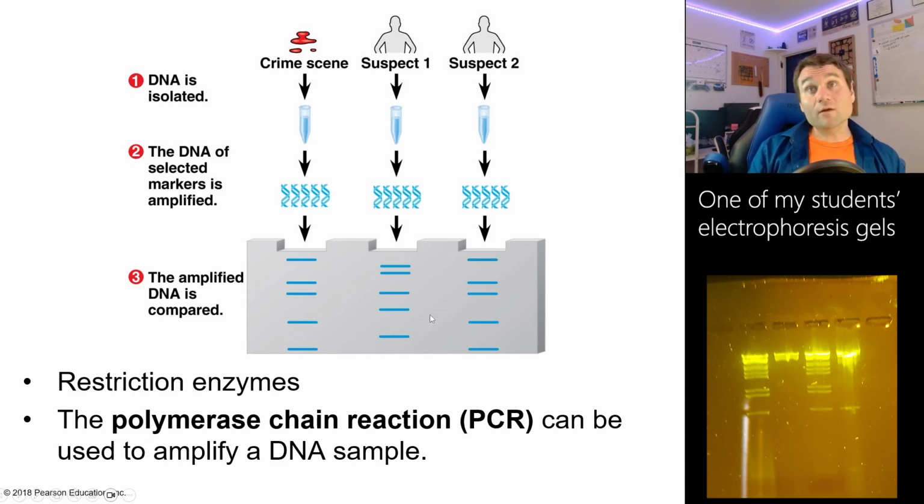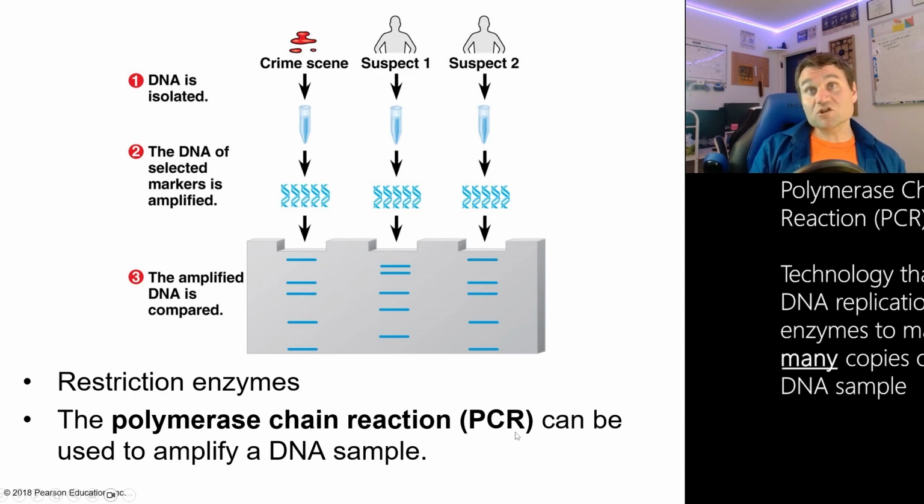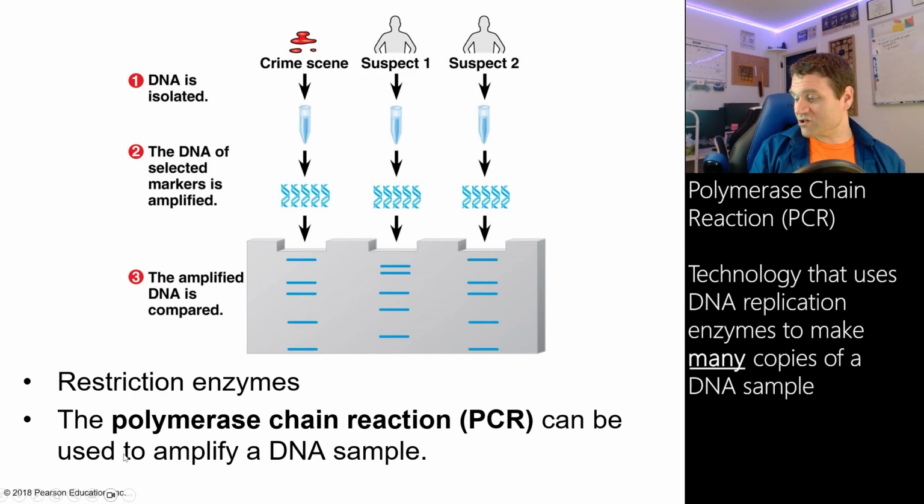Now, what if we have only one drop of blood at the crime scene? Is there enough DNA to run this kind of test? Maybe not at first, but we have another kind of technology called polymerase chain reaction. Polymerase chain reaction can be used to amplify a DNA sample. What does that mean? It means that it's going to copy it. Polymerase chain reaction takes the same kinds of enzymes that we use in DNA replication inside of our own cells, and it puts them in basically a big machine, and it just copies the DNA and copies it and copies it.